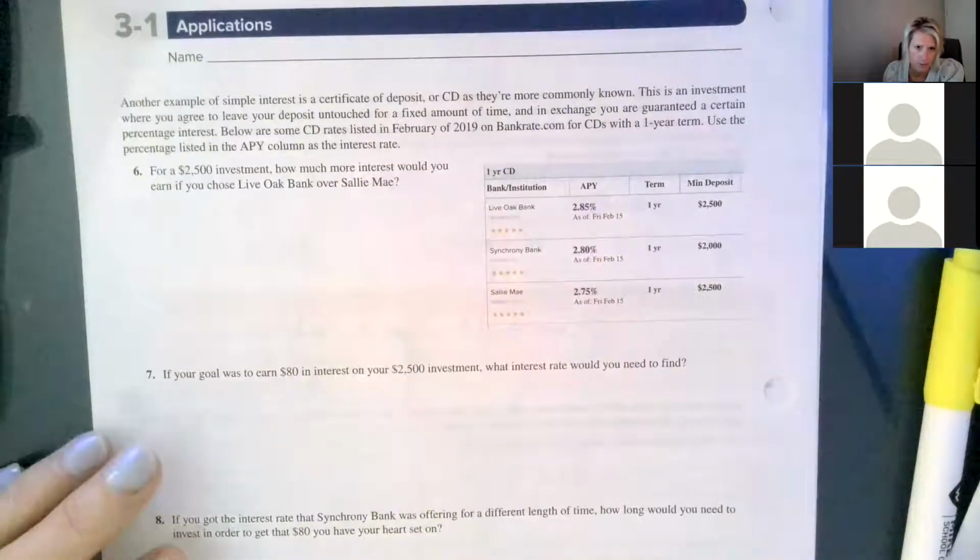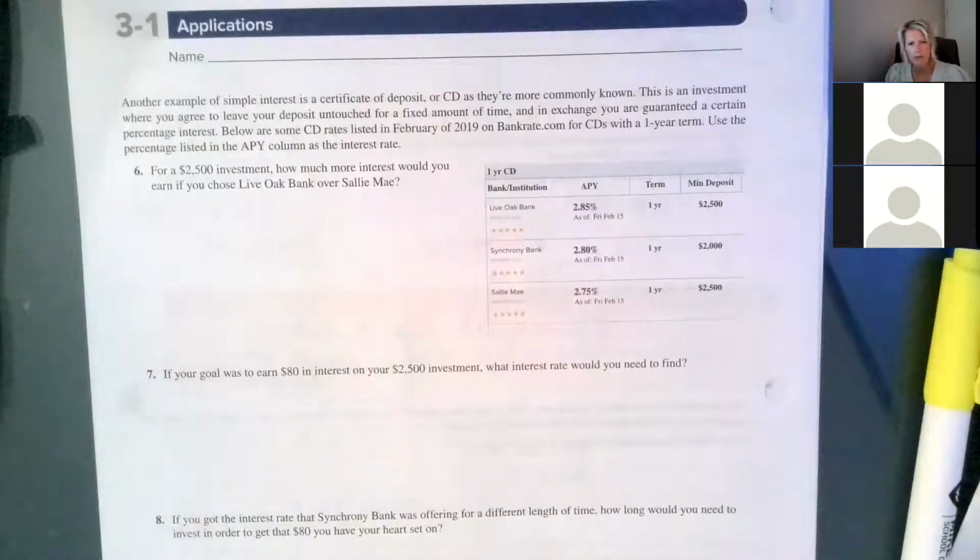And we're going to look at another set of questions. It says, another example of simple interest is a certificate of deposit, or CD. They're more commonly known as CDs. This is an investment where you agree to leave your deposit for a fixed amount of time. It's like a savings account, but you're telling the bank or a company, wherever you buy the CD from, that if you buy a five-year CD, you're giving them this money and you're not going to touch it for 5 years or 10 years. So the longer you're willing to not touch your money, the higher the interest rate they're going to pay you. And it's a fixed interest rate.